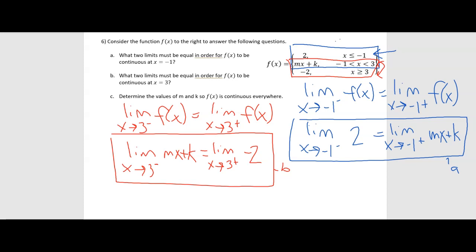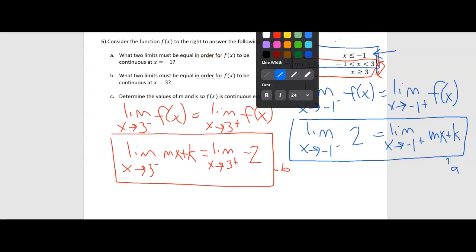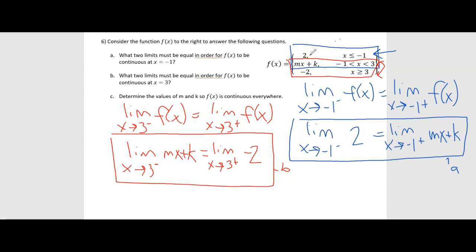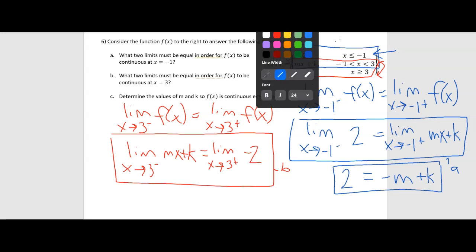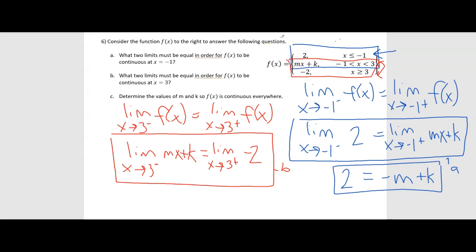So if I use direct substitution, and I'll start with my first equation from part A. If I use direct substitution here, I'm going to get 2 for the left-hand side, because it's a constant function, so it doesn't matter what the x value is or what we're approaching, it's going to stay the same. And on the right-hand side, I get -m plus k. I just substituted in for my x. Okay, if I come over here for my red, I'm going to get 3m plus k is equal to -2.